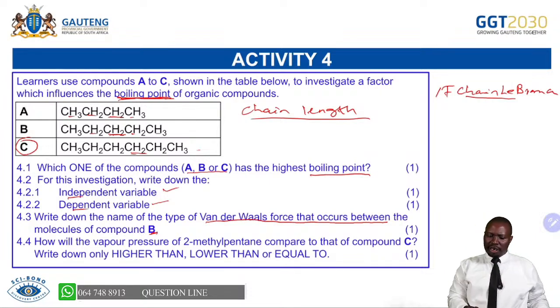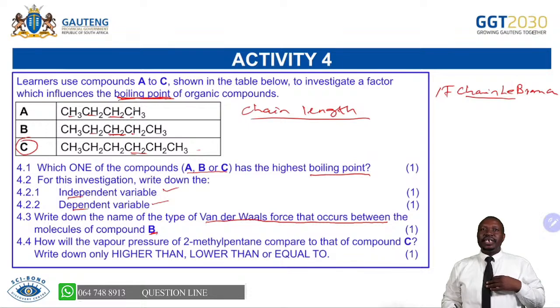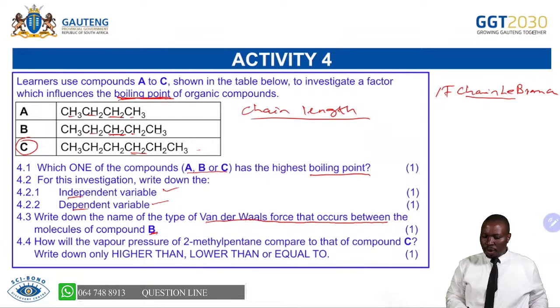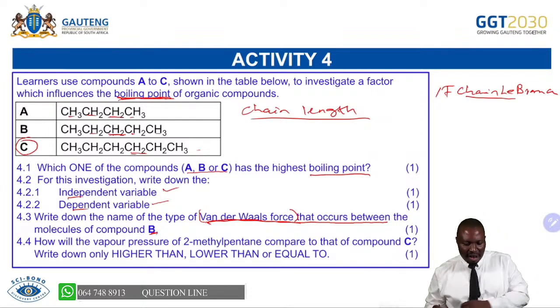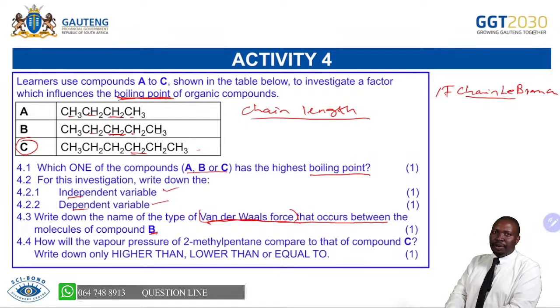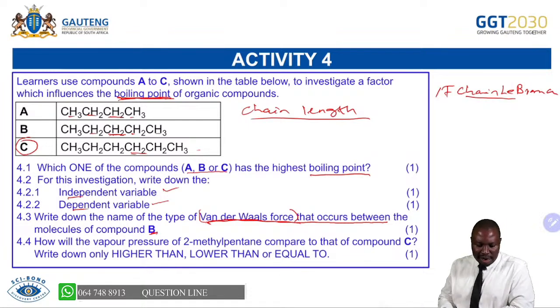So write down the name of the type of van der Waals force that we're having here. This question is so simple. It is saying what type of force do we find in these compounds that we are given in the table? And that is London forces. The learner might be confused by van der Waals forces, but now that we are doing them before the exam, you know that these are van der Waals forces. Even if it was dipole, you would still say dipole. But in this case, it is London forces.